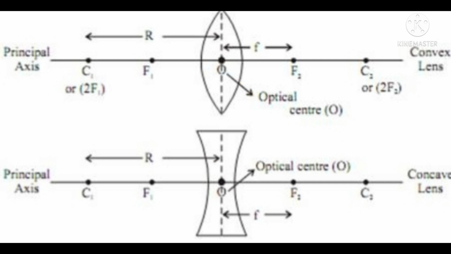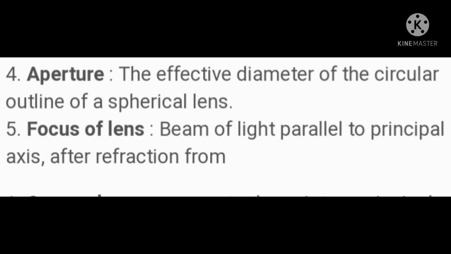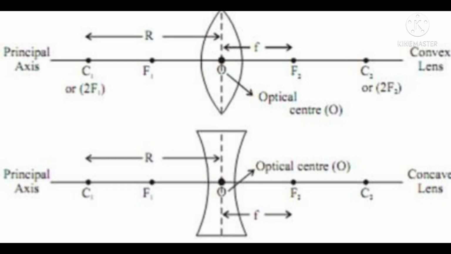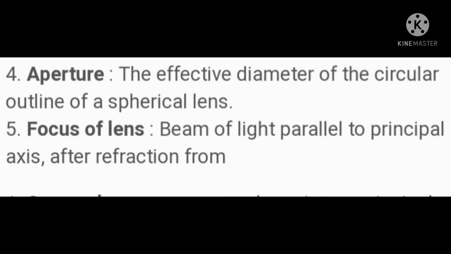Clear? Now number 4 is aperture. What is aperture? The effective diameter of the circular outline of the spherical lens. That means the diameter of your lens, either concave or convex, is what we call the aperture. Clear?